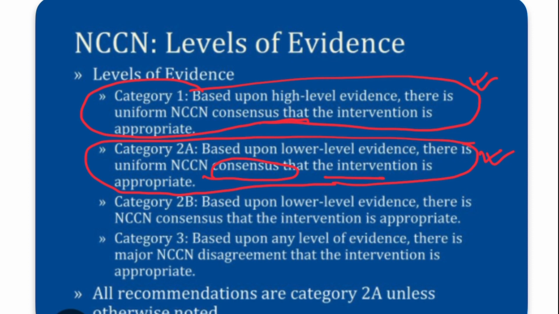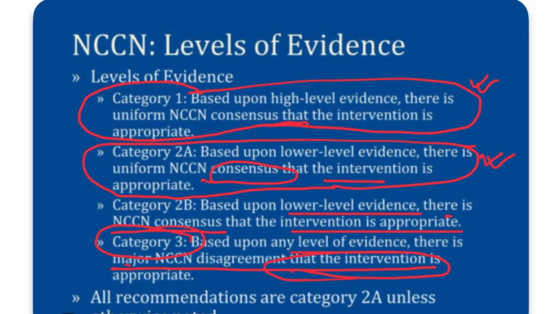Whereas category 2B recommendation is based upon lower level evidences, and there is NCCN consensus that this intervention is appropriate, right? There is a consensus, but it is not unanimously accepted. So that is a 2B recommendation. Category 3 recommendation is based on any level of evidence. It can be high, it can be moderate, but there is a major disagreement. So by and large, NCCN follows a category 1 or a category 2A recommendation.